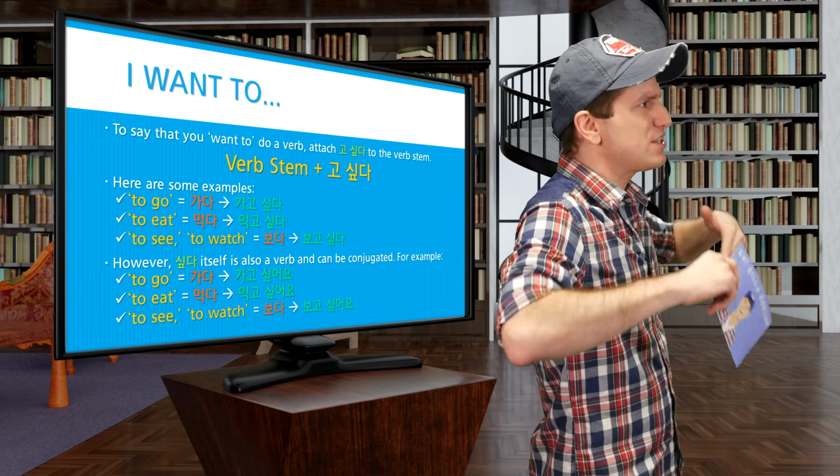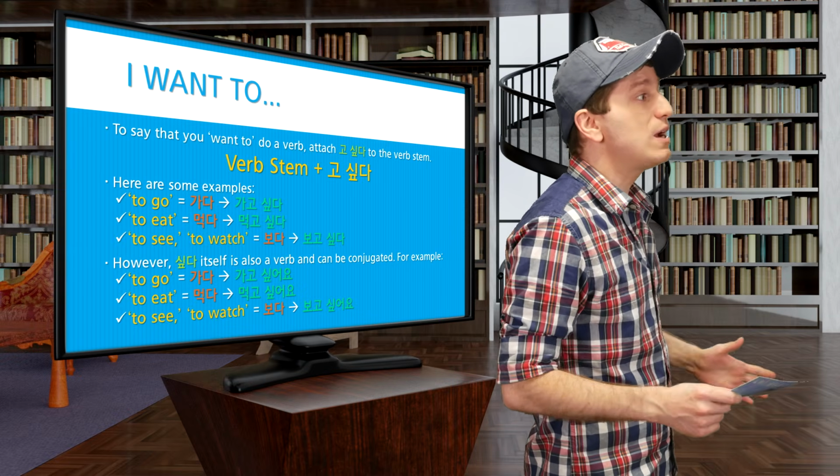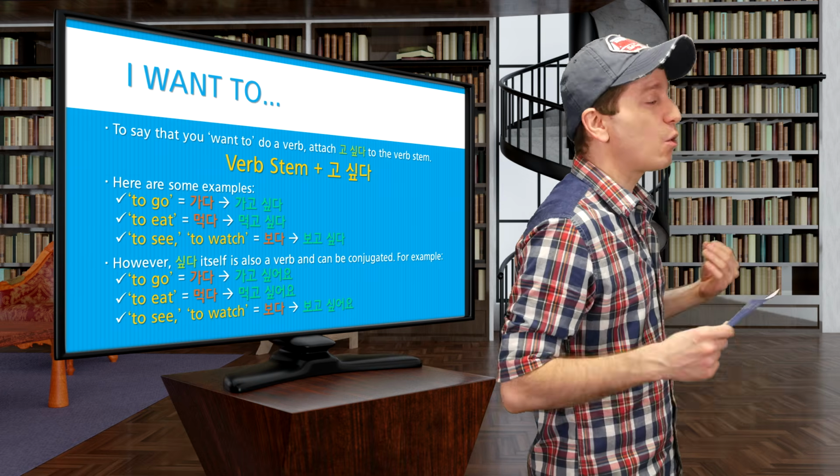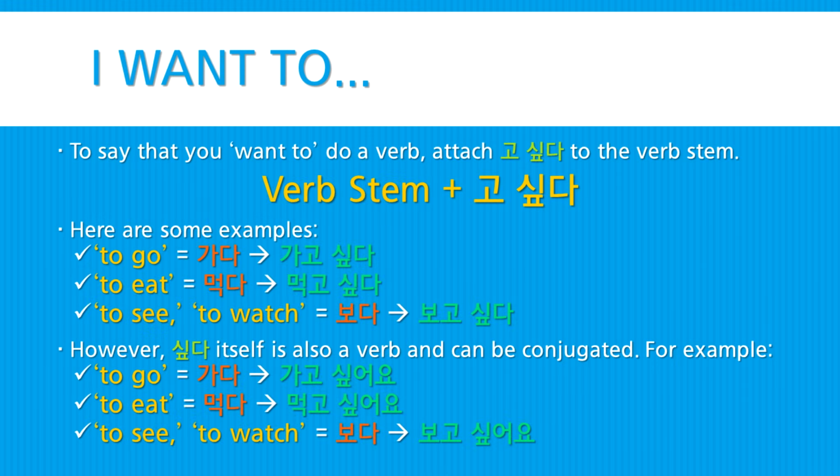That's not all you have to do. 싶다 by itself is also a verb, and we're going to need to conjugate that in order to use it in a sentence. Now, we're not going to talk about exactly how to conjugate it here, but I will tell you a common conjugation for 싶다 is 싶어요. So, to go, 가다 could become 가고 싶어요. Want to go. 먹다 would become 먹고 싶어요. And 보다 would become 보고 싶어요.